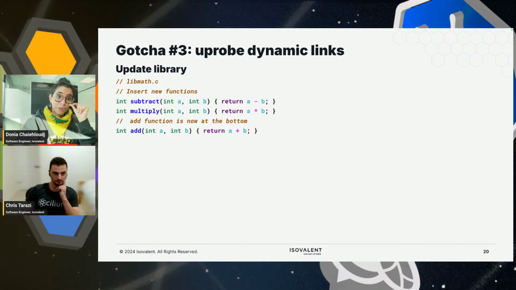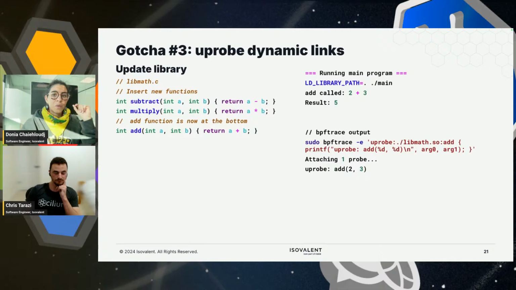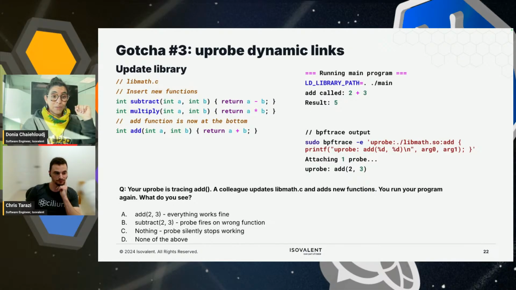Now we're going to update the library. We're going to insert new functions, subtract and multiply, and we're going to see what happens after compilation of the library and the main program. So we are running the main program, but what's happening on the bpftrace output? I'm asking you, what's going to happen? Do you think that response A, we're going to see again the add function call? Do you think that we're going to see the subtract? Nothing is going to happen, the probe silently stops working, or none of the above? Please put it in chat.